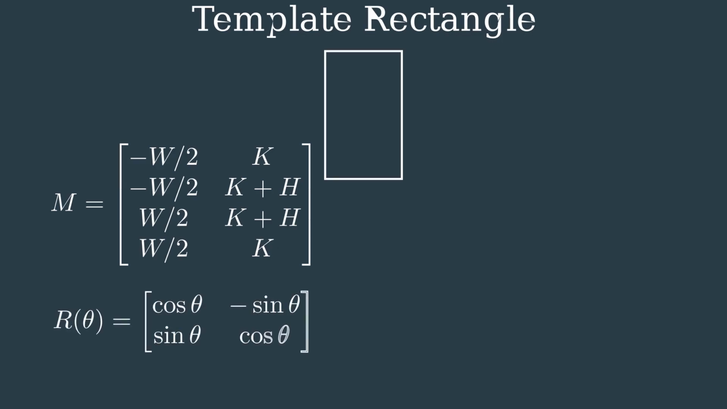So the corners might be at coordinates like W/2, K, W/2, K plus H, -W/2, K plus H, and -W/2, K. See how W determines the width around the y-axis, and K and H determine the position of the length on the y-axis? That K value directly sets how far the bottom edge is offset from the origin, our street center line. Okay, that makes sense. It's a standard rectangle sitting there at the origin, offset by K.